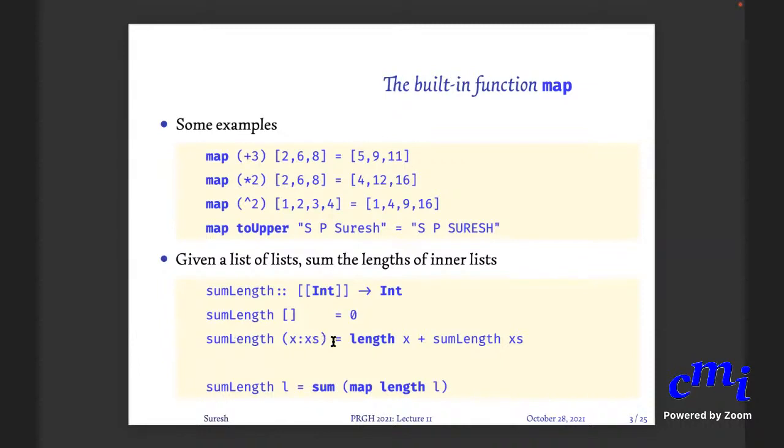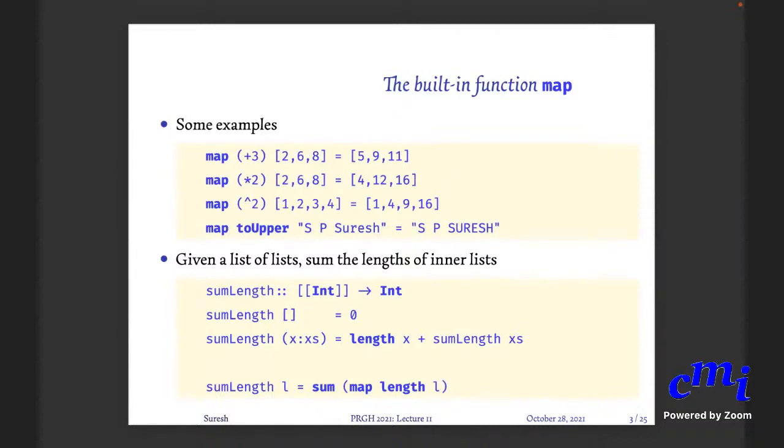Sum length of x colon xs: the first element x is a list. So find the length of x and then add it to sum length of xs. Okay, and instead of doing it this way, you can use map. The way to do it using map is to first take the list L and map length on that list. Originally you have a list of lists. Now you'll have a list of integers, and this list will be the list of lengths of the corresponding elements of the original L.